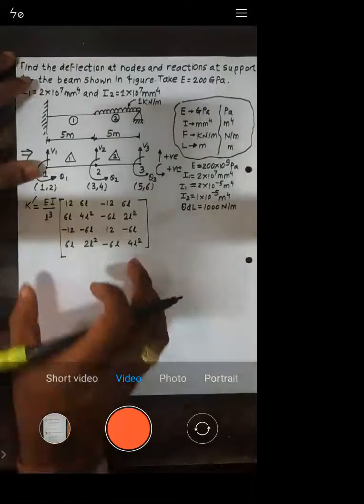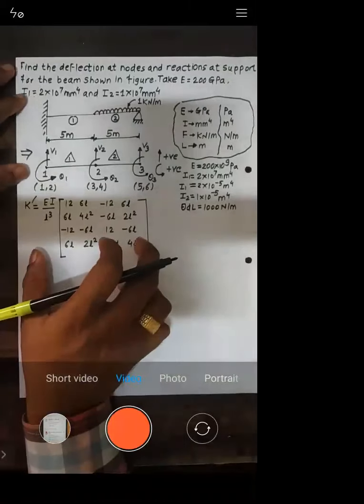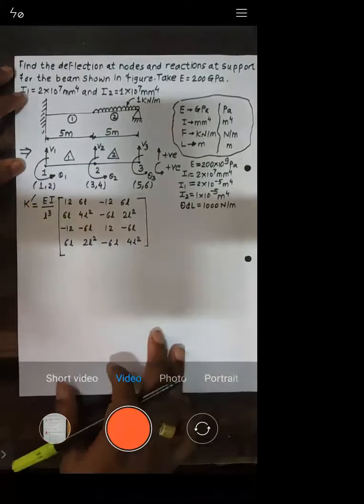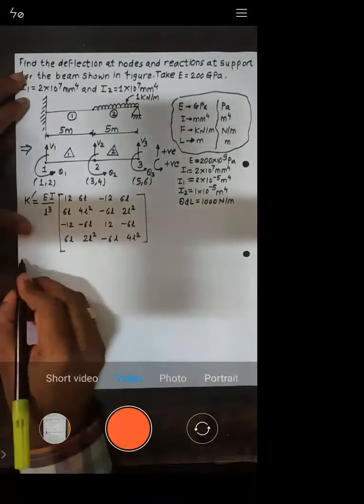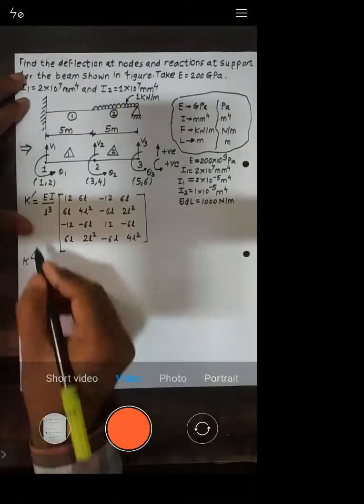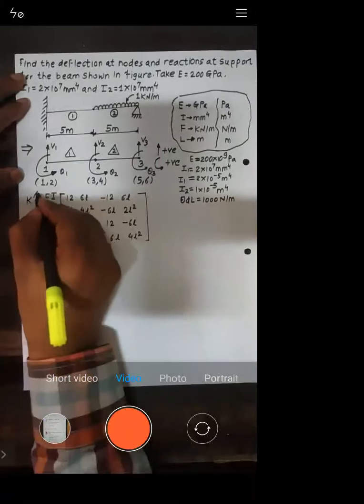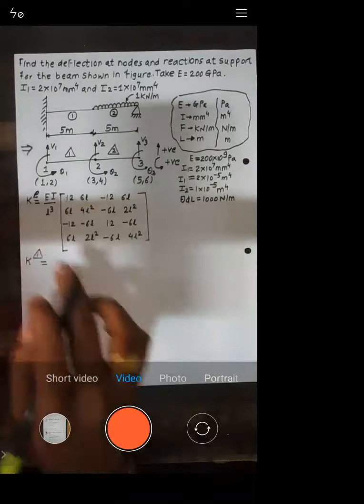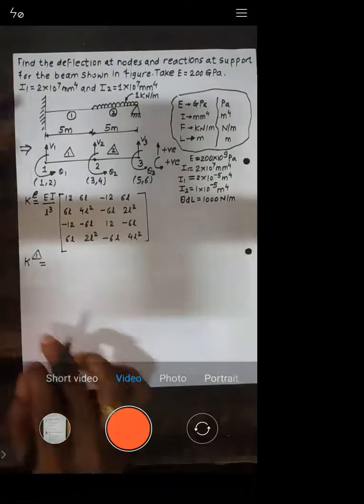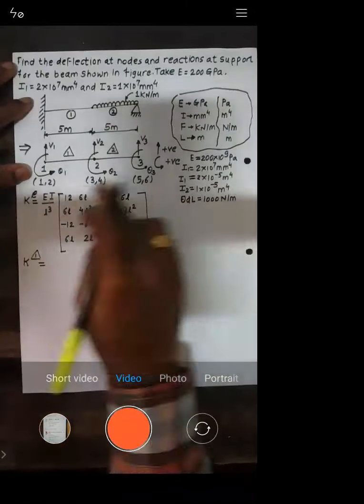Now see, this is the value of element matrix equation. This element matrix equation you need to apply for every element. So let's do that. I will calculate stiffness matrix for element number 1. The stiffness matrix for any element E is given by this formula. What is the value of E?